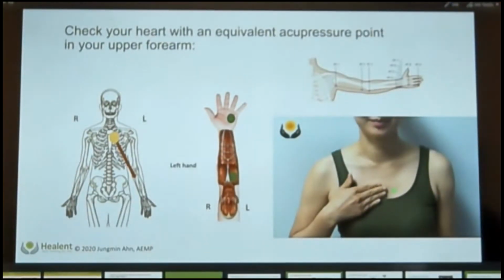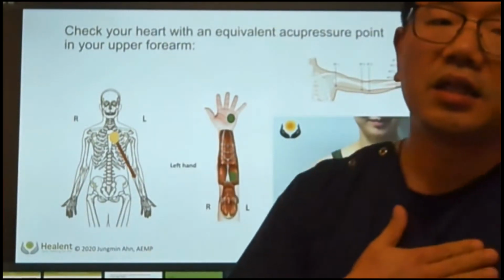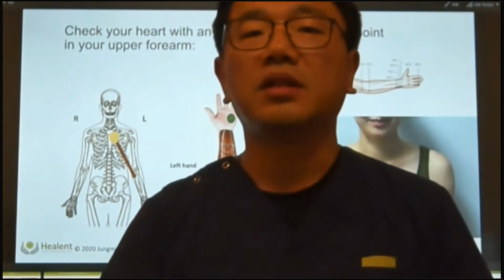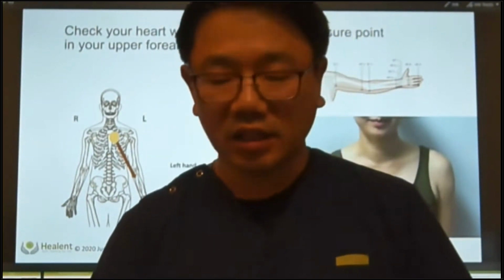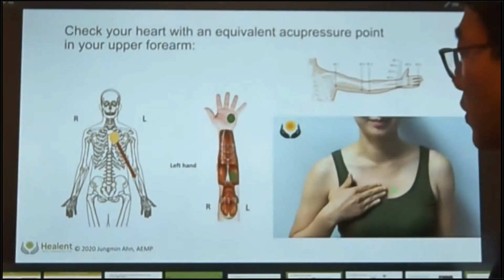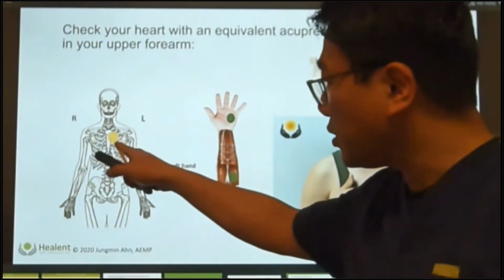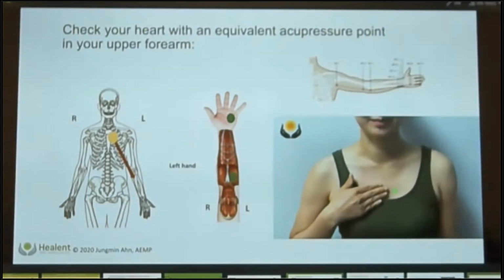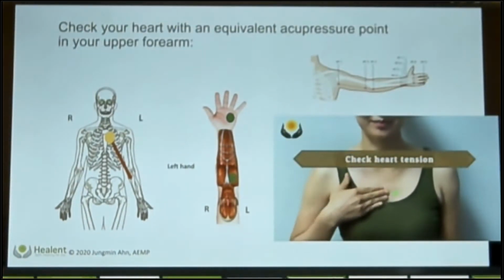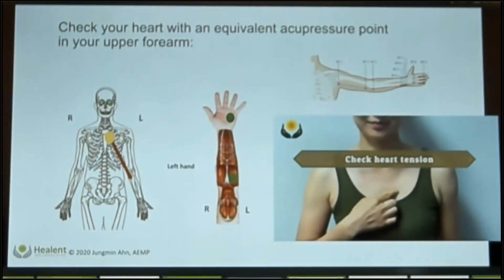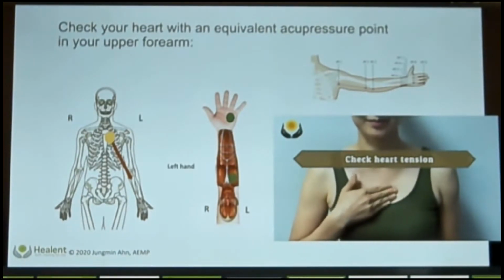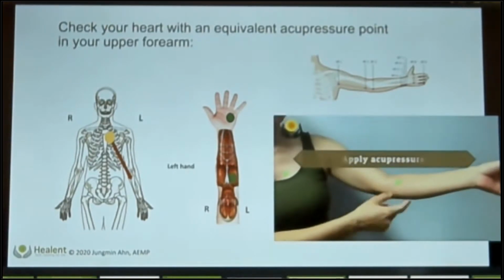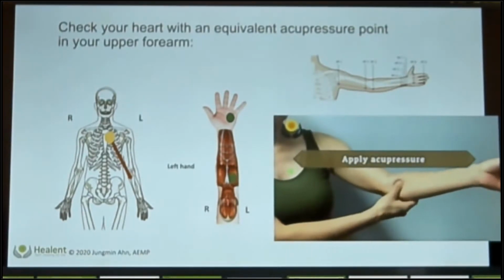Then recheck this heart area again. A lot of people relieve tension immediately because the energy from the heart can redirect to the forearm. This is something you can do by yourself.